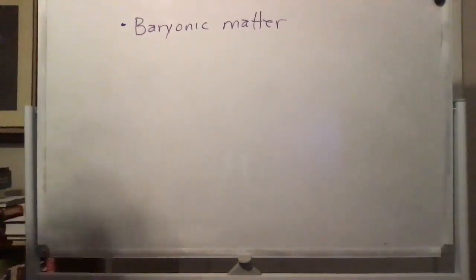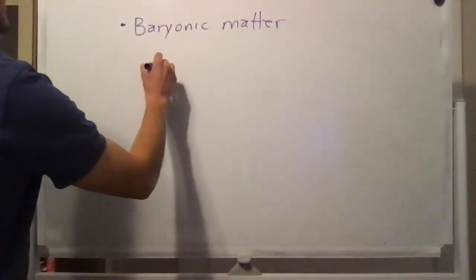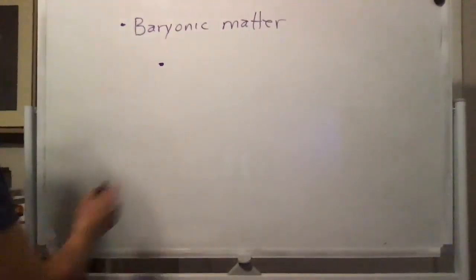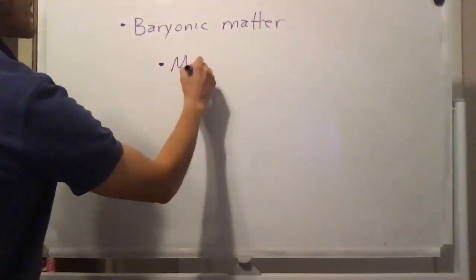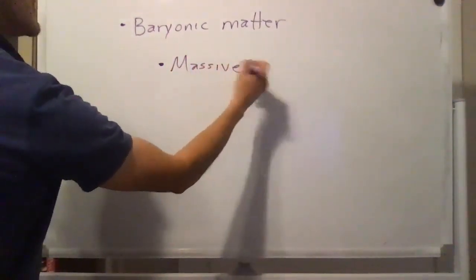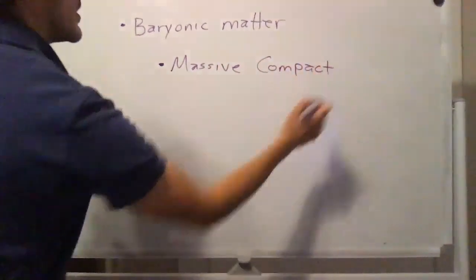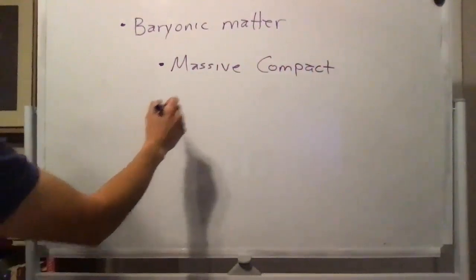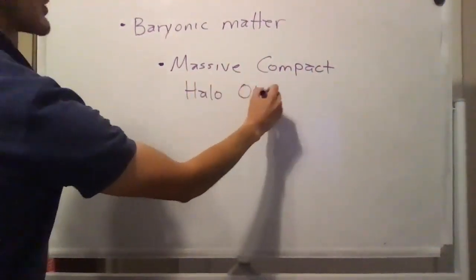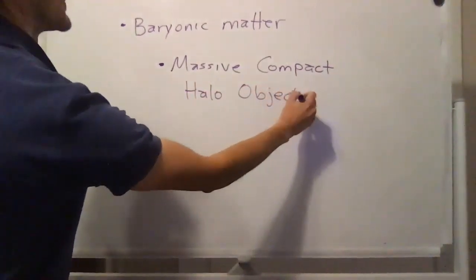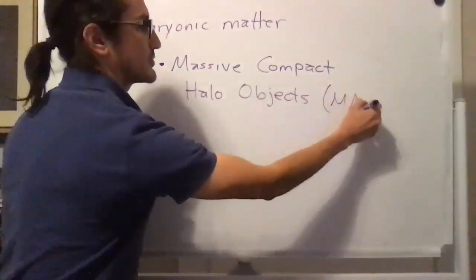The other idea: massive compact halo objects. MACHOs.